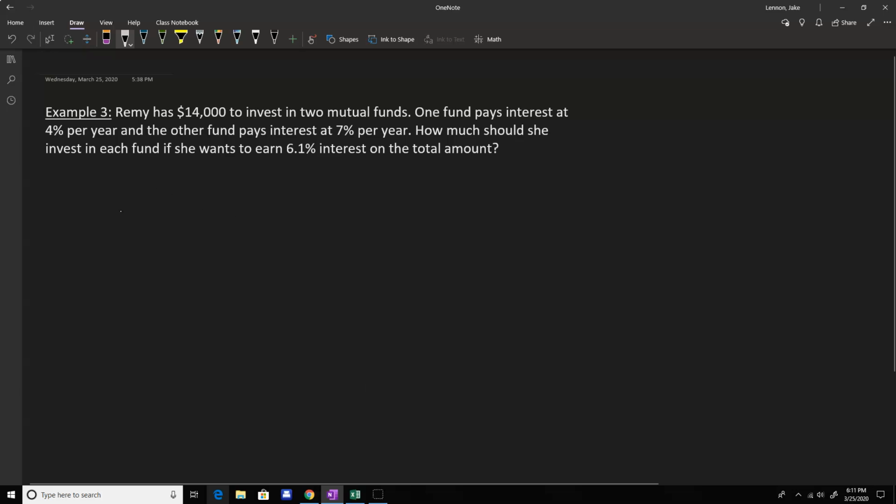So basically he has two mutual funds. Oh, sorry, 6.1% is the combined percentage. The other account is earning 4%. So let's just call our accounts A and B. So A, we'll say, is the amount invested at 4%, and B is the amount invested at 7%.